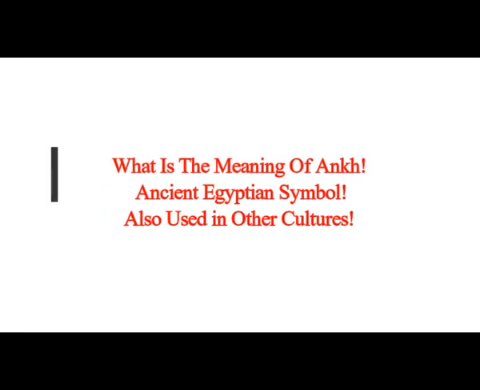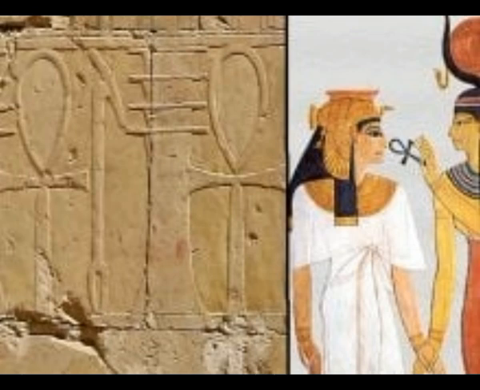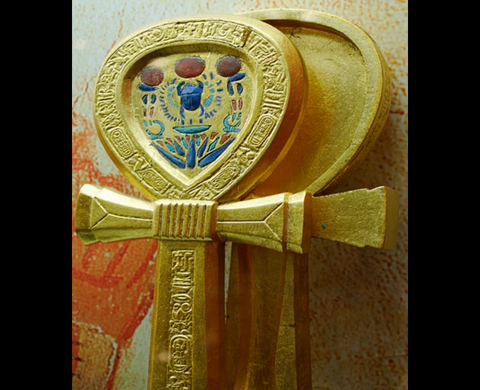What is the meaning of the ankh, the ancient Egyptian symbol? It was also used in other cultures, in ancient Israel, as well as ancient Greece, as well as in Christendom. The key of life, ankh.